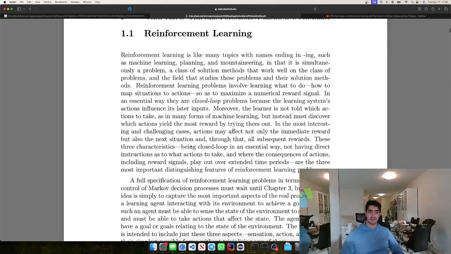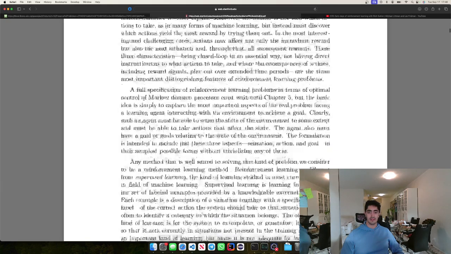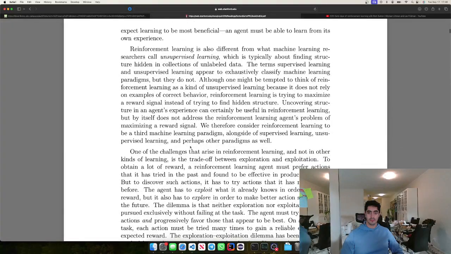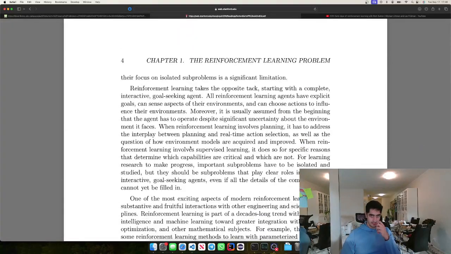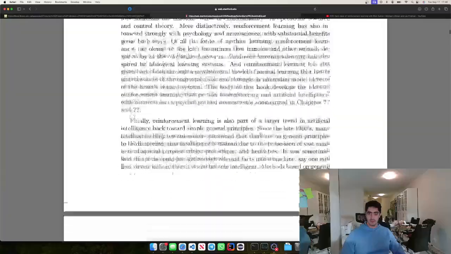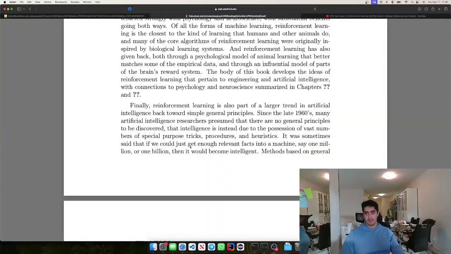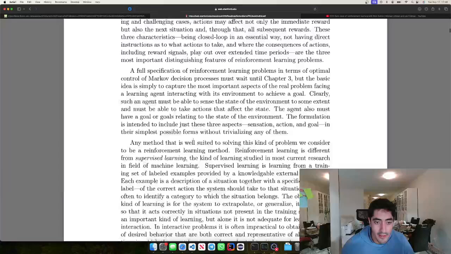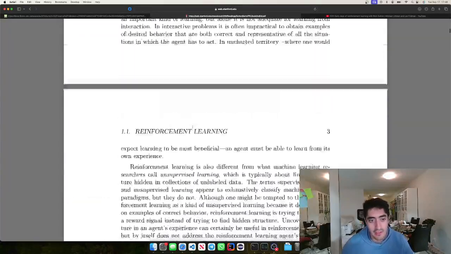Mountaineering, is that simultaneous? Okay. Should we read these?